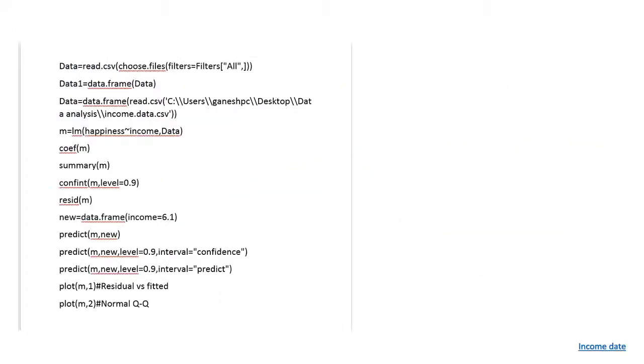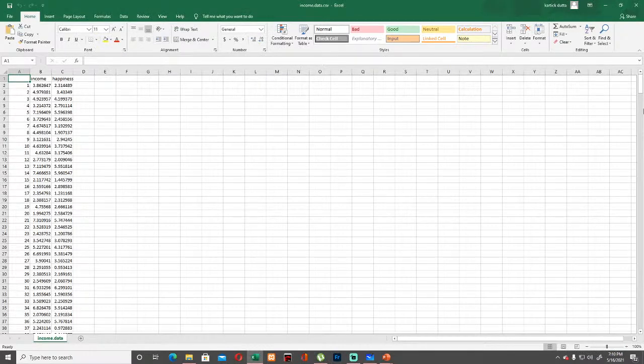So this is the program. I consider income data. I already talked about income data. This is the data set. This is income. First column is income. Second column is happiness.